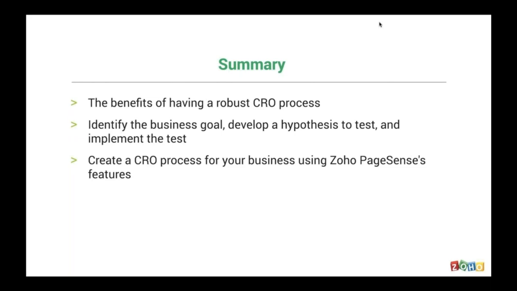We also learned about identifying the business goal, developing a hypothesis to test, and implementing the test. In these, we covered tracking visitor drop off, analyzing visitor behavior, and optimizing your website to increase conversions. And finally, we learned how to create a CRO process for your business using Zoho PageSense's features, namely funnel analysis, heat maps, form analytics, A/B tests, and split URL tests.